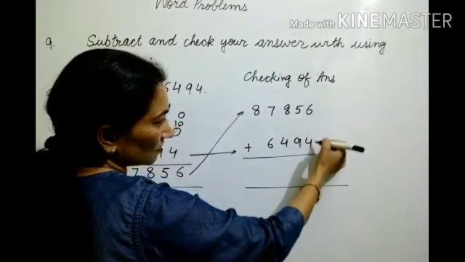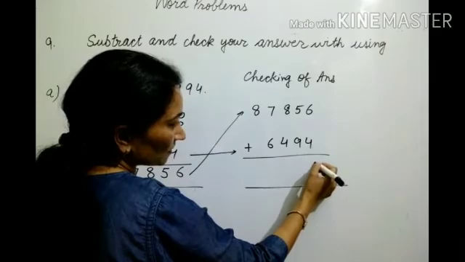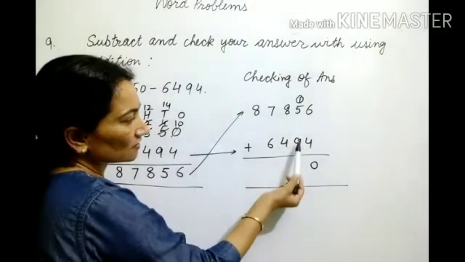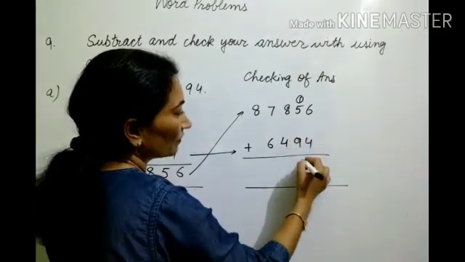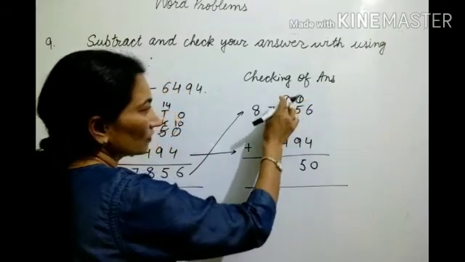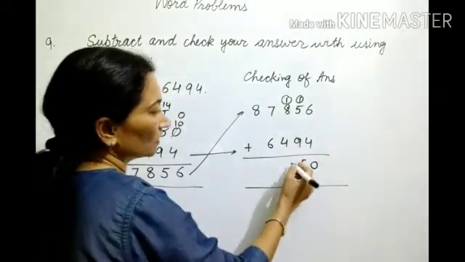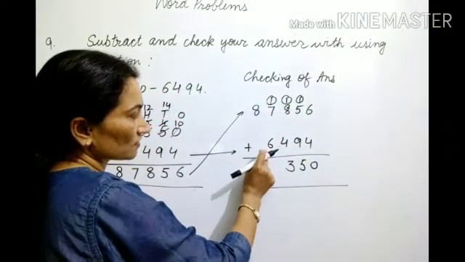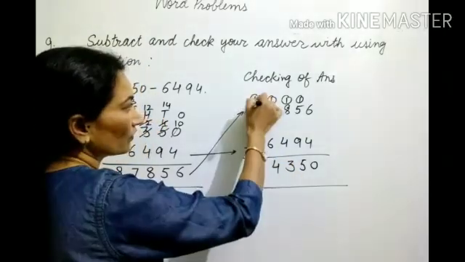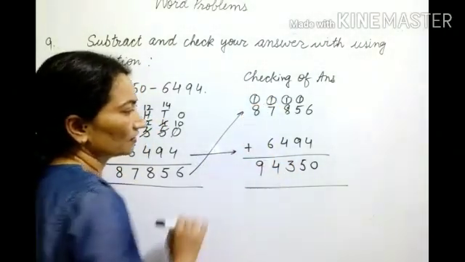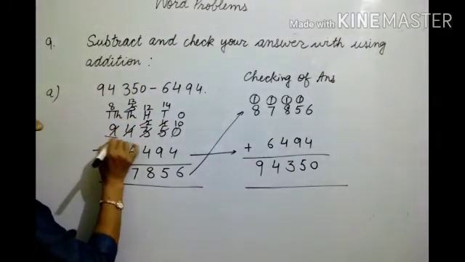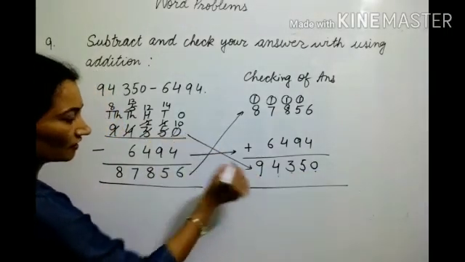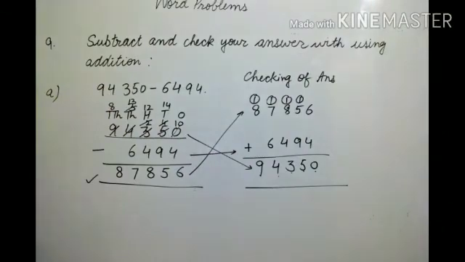So first add 6 plus 4, starting from the 1's place, 10. 1 will go carry next. 1 plus 5, 6. 6 plus 9, 15. 1 will go carry. 1 plus 8, 9. 9 plus 4, 13. 1 will go carry. 1 plus 7, 8. 8 plus 6, 14. 1 carry. 1 plus 8, 9. Now you match, 94,350. It means the same number we are getting. It means our subtraction is correct.